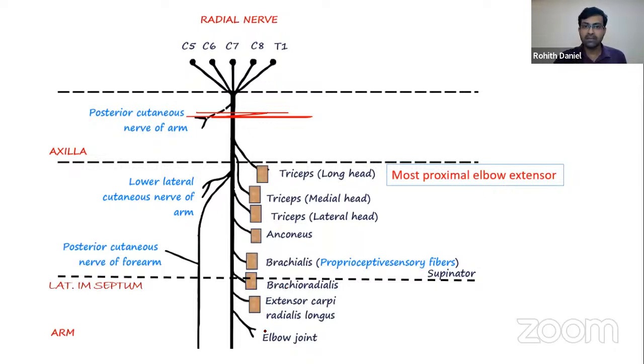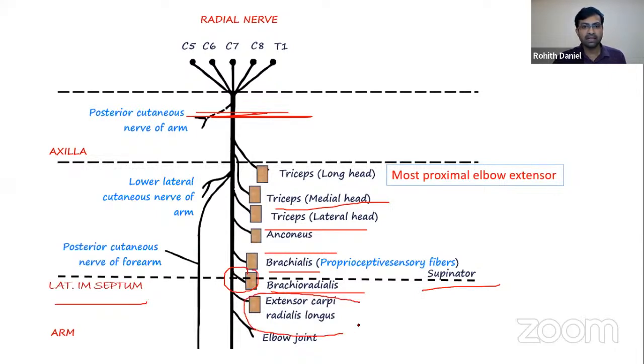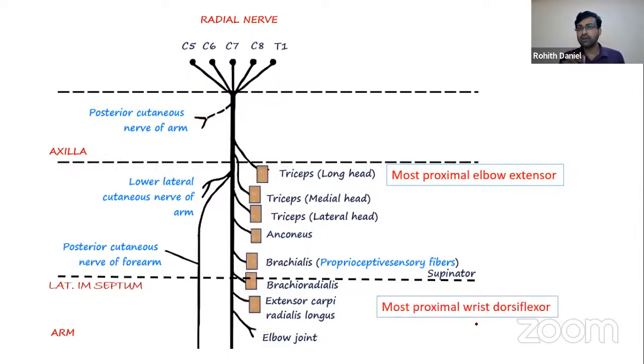Now coming distally, the radial nerve will also supply the triceps medial and lateral head, the anconeus, brachialis, supinator, brachioradialis, and immediately after it pierces the lateral intermuscular septum, it supplies the extensor carpi radialis longus. Now, this is also a very important muscle. Why? What is the function of extensor carpi radialis longus? Wrist dorsiflexion. This is the most proximal wrist dorsiflexing muscle.